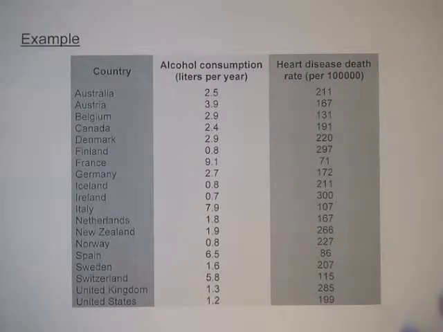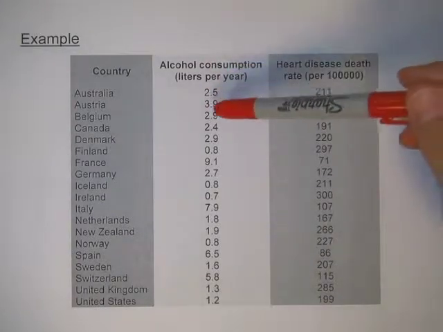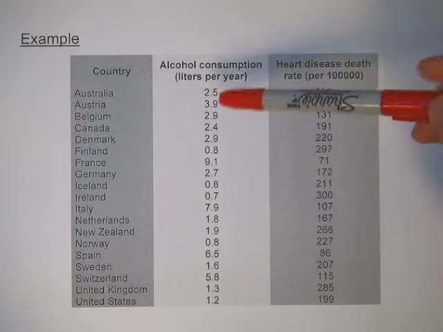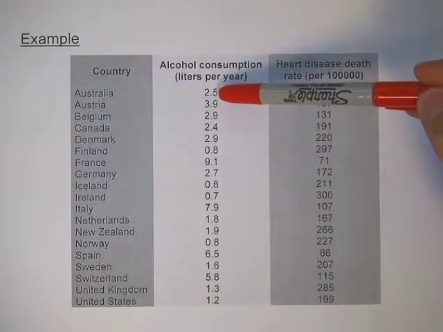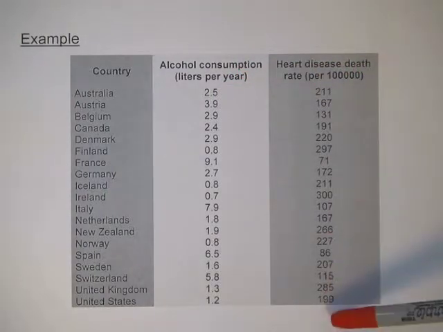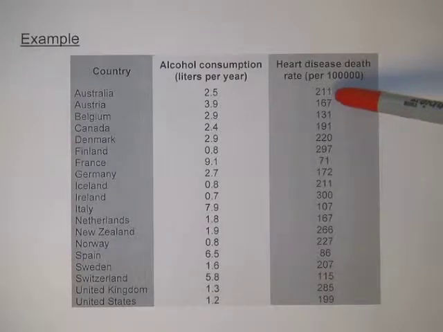This data came from, I believe, 19 countries, and what it's measuring is the alcohol consumption, an average for the residents of each country, in liters per year. If we look at Australia, on average, they would consume 2.5 liters per year. And then there's also the heart disease death rate per 100,000 people for each country. So again, for Australia, their typical heart disease death rate is about 211 people per every 100,000 people. And we can see that there's a pair for each country.